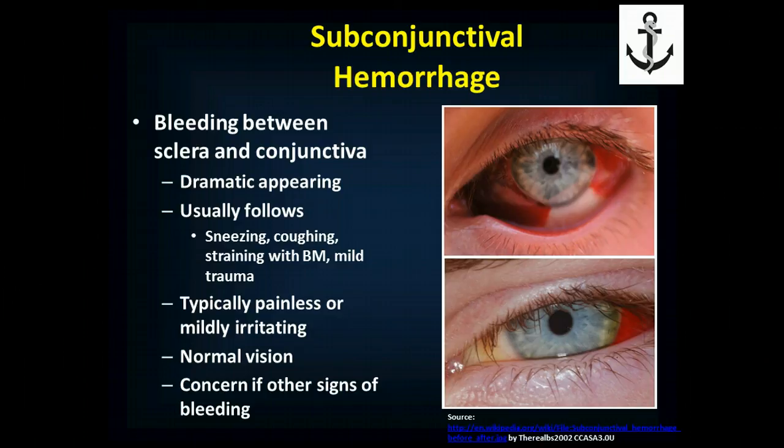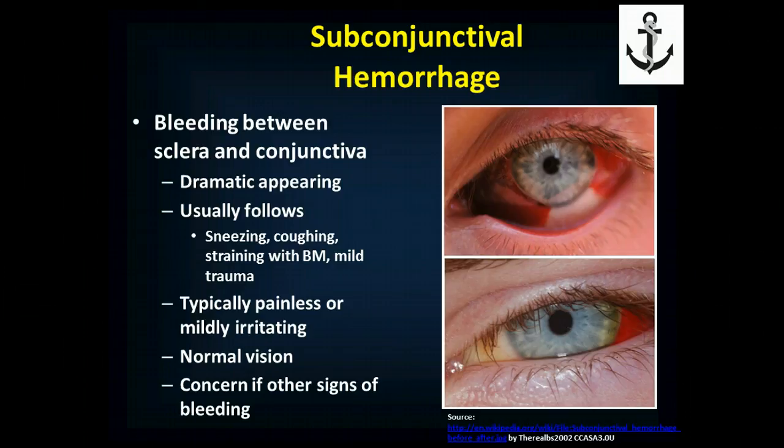So sneezing or coughing or straining with bowel movements, vomiting, mild trauma. This is commonly seen in young adults after a night of very heavy partying and drinking alcohol and vomiting, and then they get these subconjunctival hemorrhages. Typically they're painless or just sort of a mildly irritated feeling in the eye. The vision's not affected. And they're really only concerning if there's other signs of bleeding. So if they say, yes, I've had bleeding when I brush my teeth, or I've noticed a lot of bruising too, then you worry about a bleeding disorder.